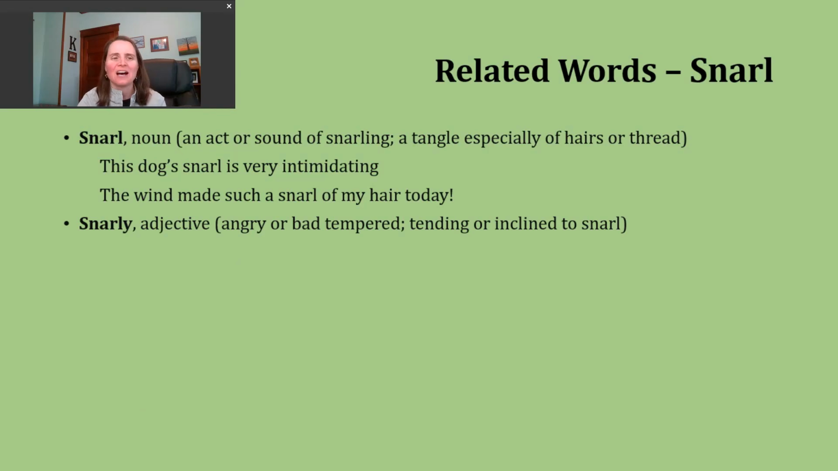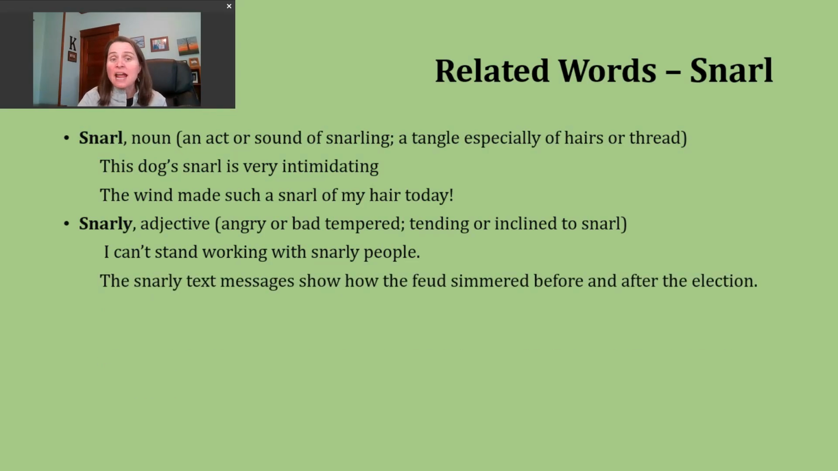One last word for us today. It's the adjective snarly. This adjective could be used in a couple different ways. One is to describe someone or something that is angered or bad-tempered. An example of this, I can't stand working with snarly people. But a second way you might encounter this adjective refers to or describes someone or something that is tending to or likely to snarl. So, an example of that.